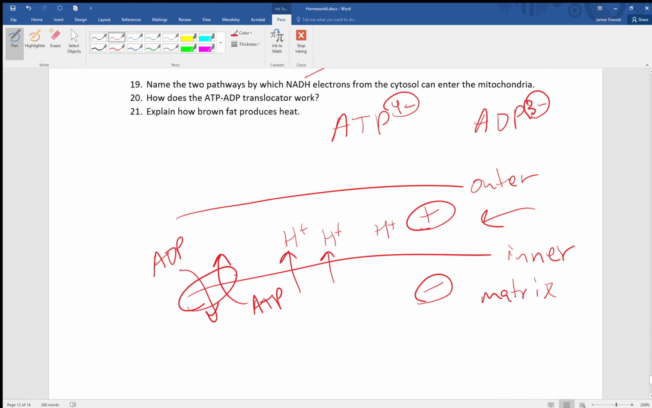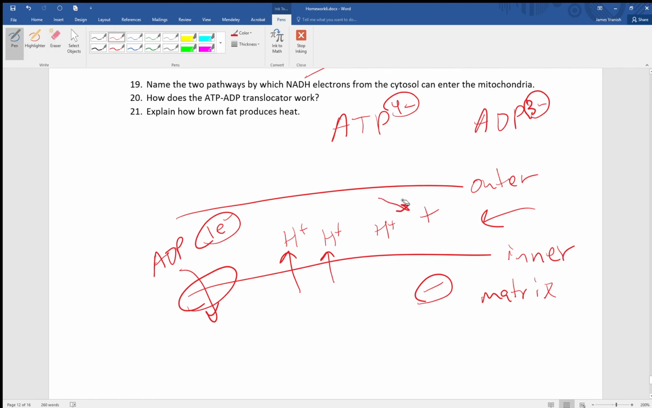Well, anytime we allow an ATP out and an ADP in, we are actually transporting a net of 1 negative charge out of the mitochondria because ATP is slightly more negative than ADP. So because of this, this whole cycle now is very favorable because we're balancing out the positive charge in the inner membrane space.